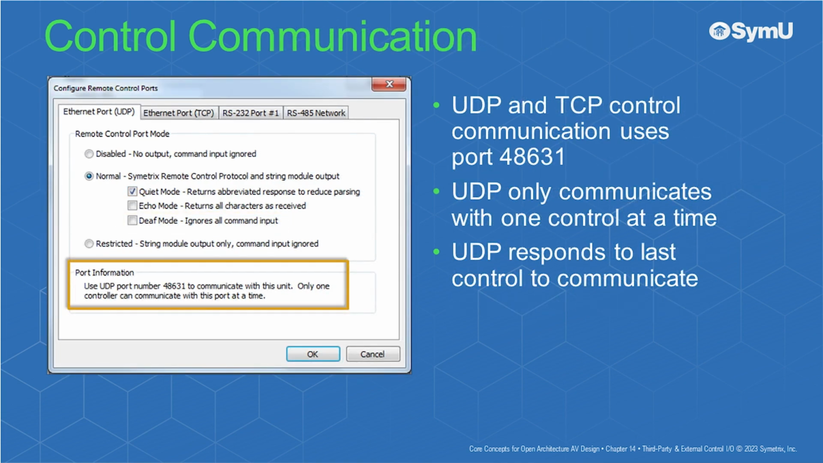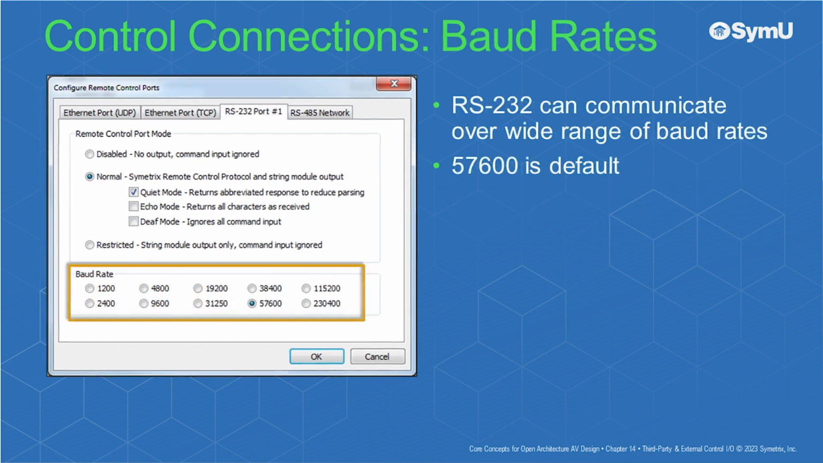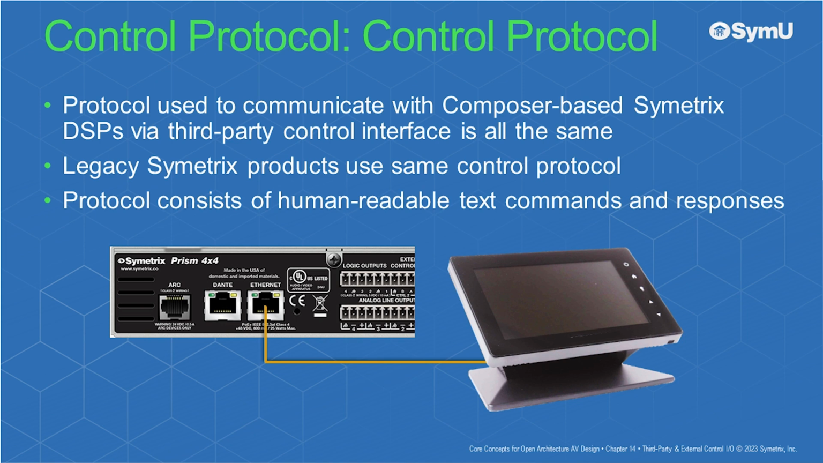UDP and TCP control communication uses port 48631. UDP only communicates with one control at a time and responds to the last control to communicate. TCP communicates with up to 6 controllers at the same time. If a 7th controller communicates with the DSP, Composer disconnects from the controlling device least recently used so that it can communicate with the 7th controller. RS-232 can communicate over a wide range of baud rates. 57600 is the default.